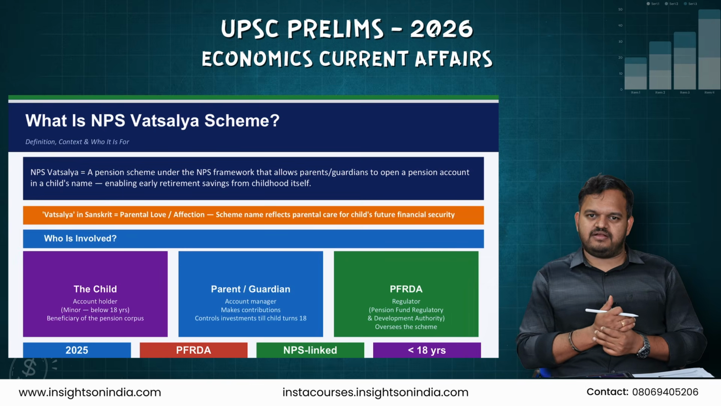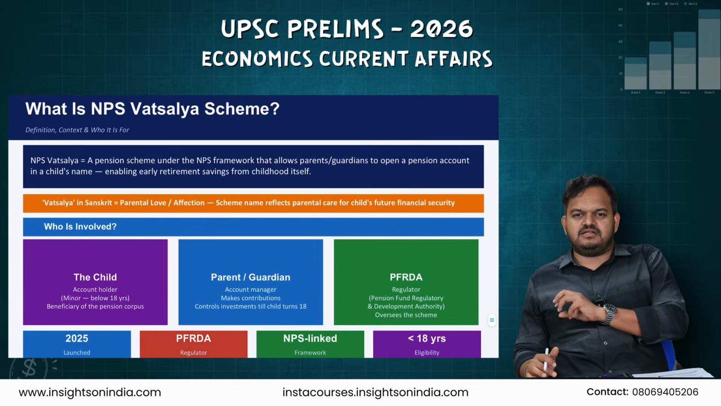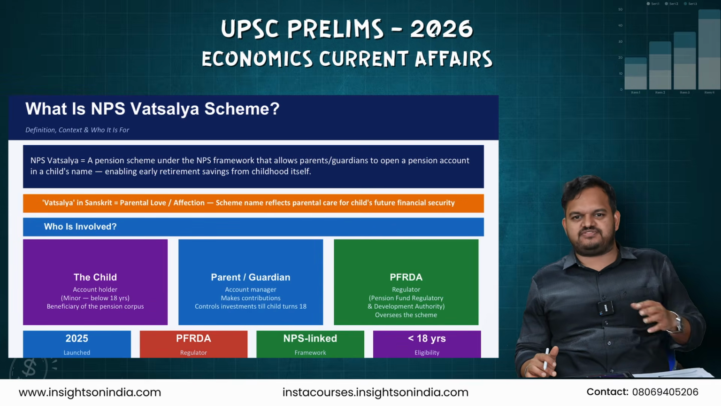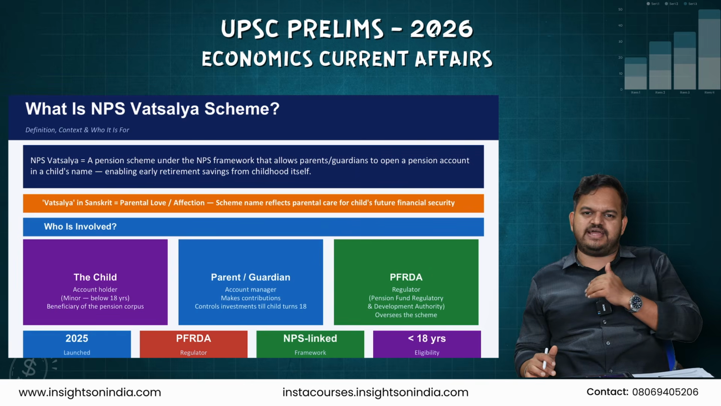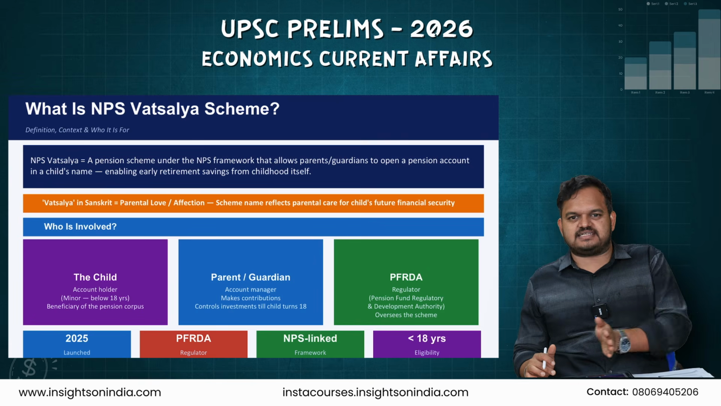So what is the limit? I will talk about that. The NPS for outsiders is very flexible. They can put any amount of money, but a minimum of 500 rupees per year. So what is the return? We'll discuss all of that.